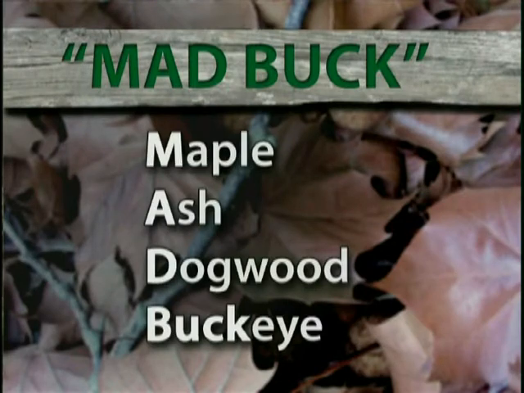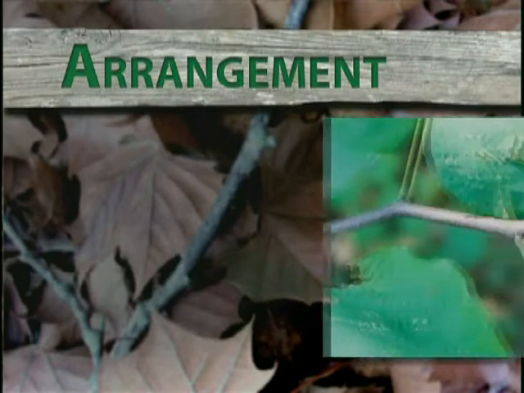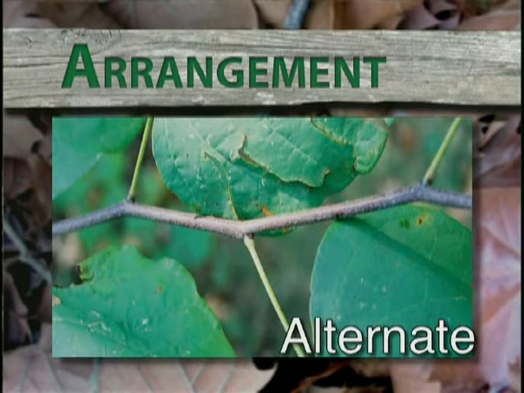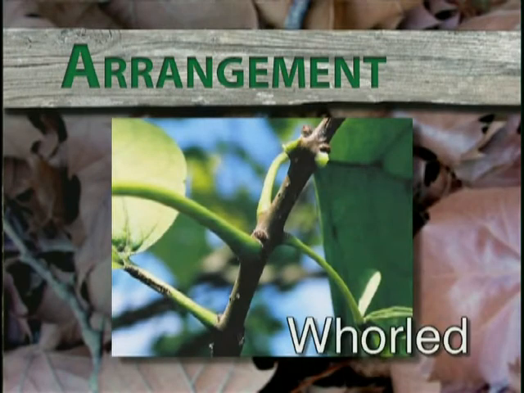A commonly used acronym to narrow the field of suspects exhibiting opposite arrangement is MAD-BUCK. It stands for maple, ash, dogwood, and buckeye. Alternate arrangement is where the leaves emerge on alternating sides of the twig, as illustrated here with eastern redbud. The leaves do not really alternate from side to side on the twig, but are arranged around the stem, much like the steps of a spiral staircase. Lastly, there is whorled arrangement, where 3 or more leaves emerge from the same point on the twig. The only tree species found in Missouri exhibiting this arrangement pattern are the northern and southern catalpa trees.